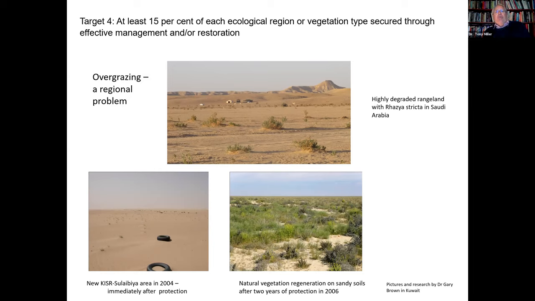And I note with interest that restoration is going to be one of the areas that the new Species Survival Commission is going to be concentrating on. And it's good to note that there are quite a lot of new initiatives in the Arabian Peninsula now, from the juniper woodlands through to desert conservation through to mangroves. So a lot of active restoration programs are going on.